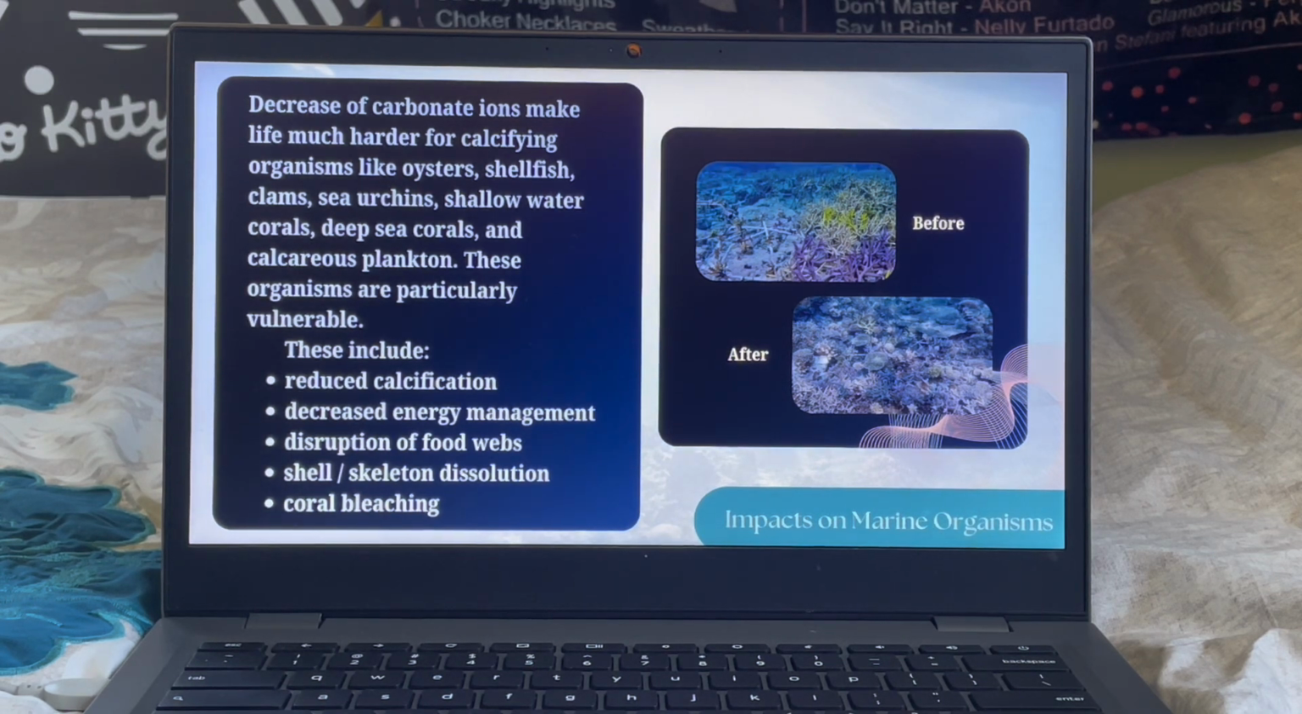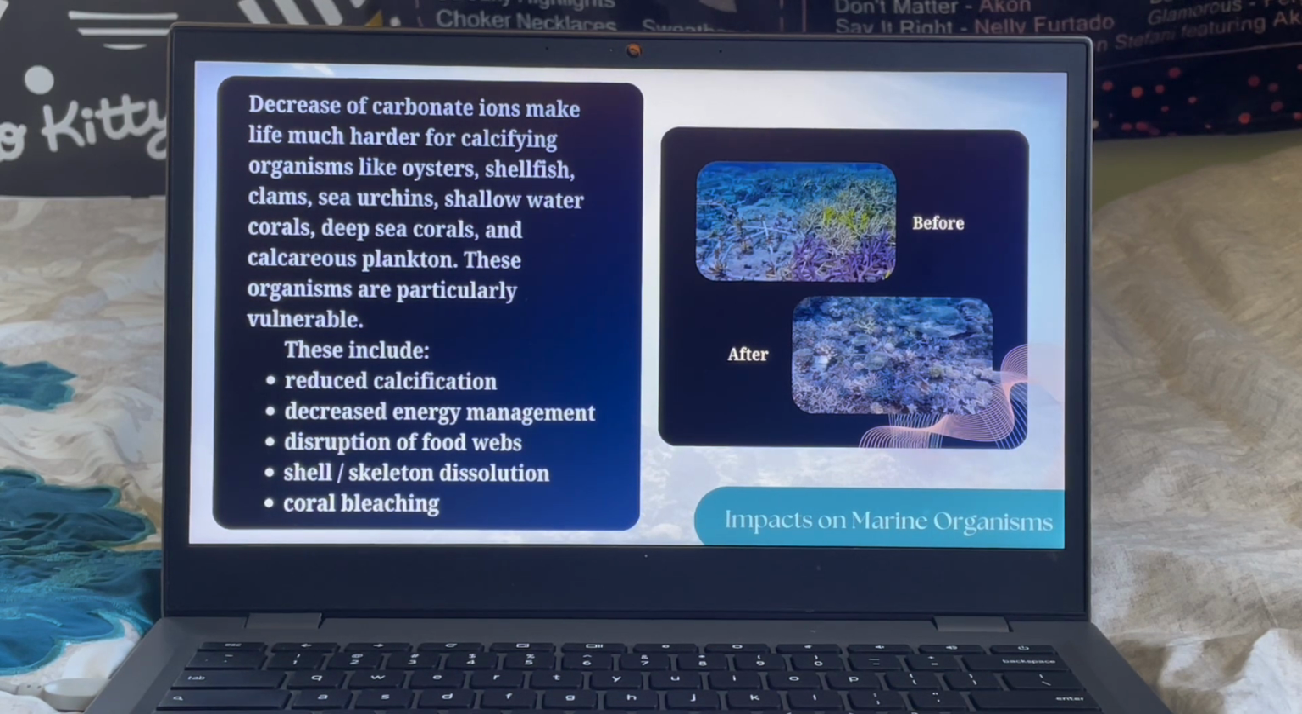With the increase of hydrogen and bicarbonate ions, carbonate ions, which are different, decrease and impact calcifying organisms. These particularly vulnerable organisms include oysters, shellfish, clams, sea urchins, shallow water corals, deep sea corals, and calcareous plankton. The impacts that they face are reduced calcification, decreased energy management, disruption of food webs, shell or skeletal dissolution, and coral bleaching. To elaborate, reduced calcification means calcifying organisms aren't able to form calcium carbonate skeletons and shells. This is an obvious problem because their bone support or their primary defense mechanisms build incorrectly.